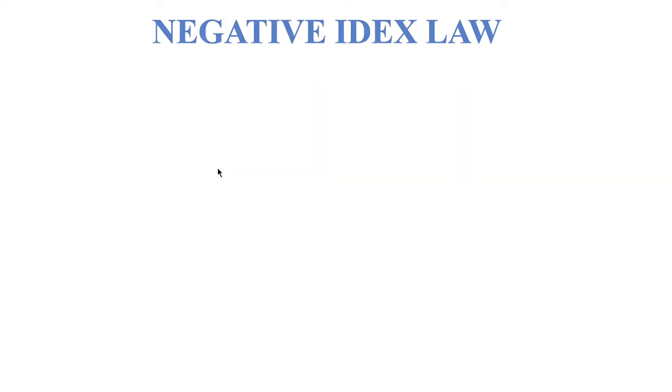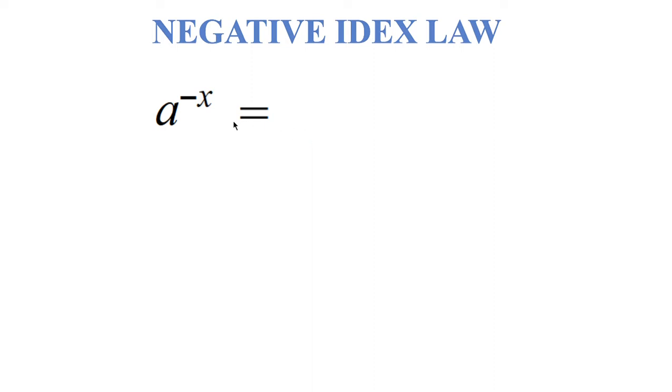All right, we move to the next law, which is called the negative index law. In this case, we have a base and a power, but now the power is negative. How do we evaluate this question? The first thing we do is that this negative sign becomes 1 over. Then the base becomes raised to a positive power.